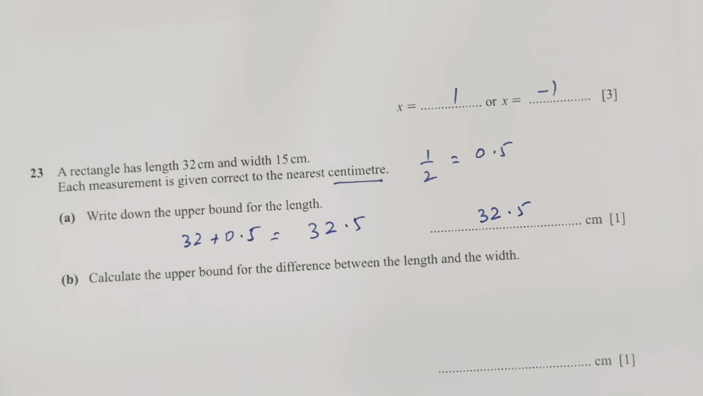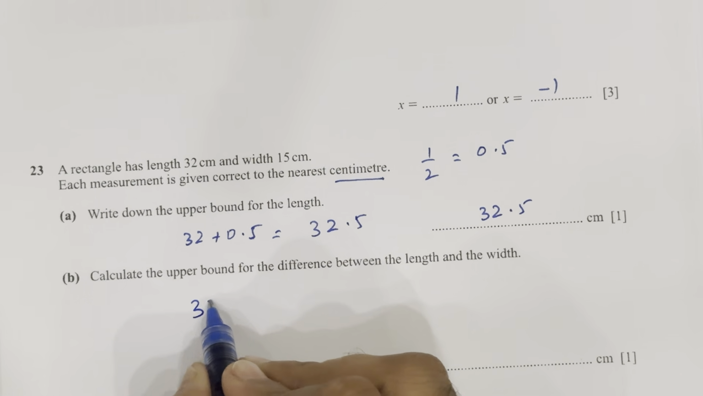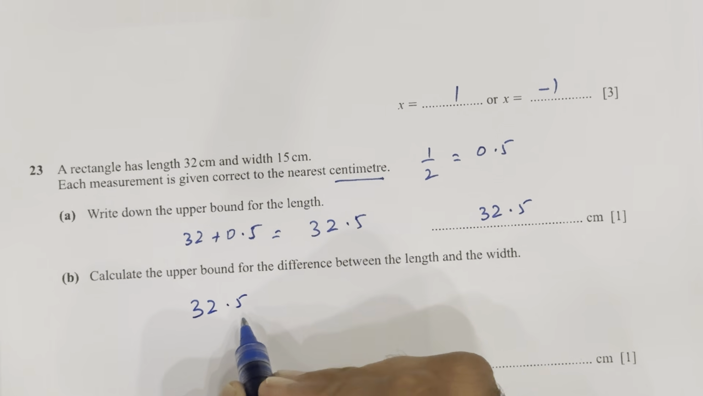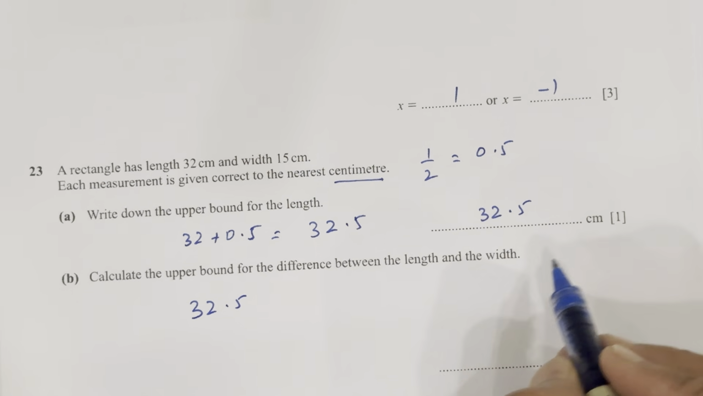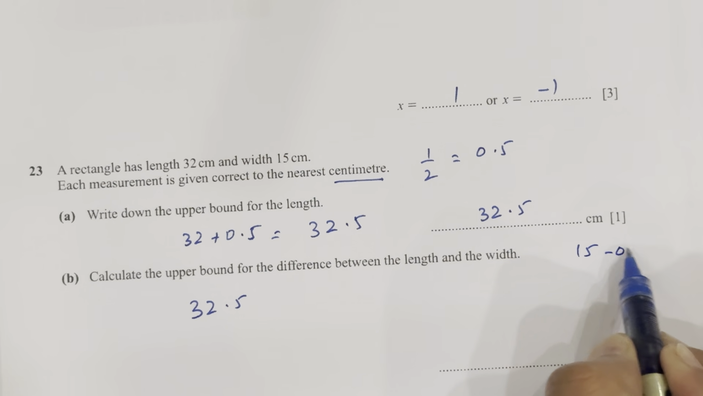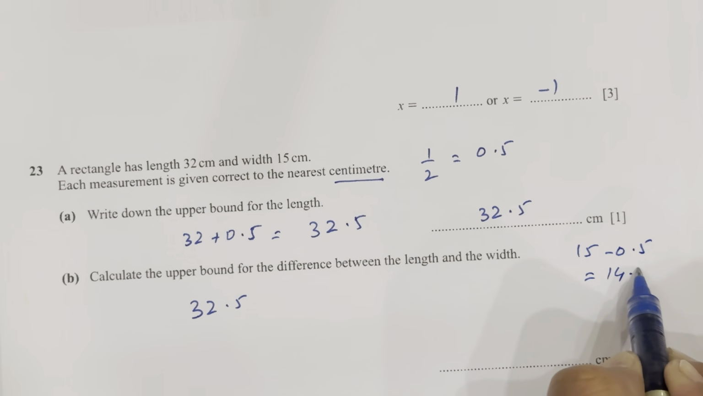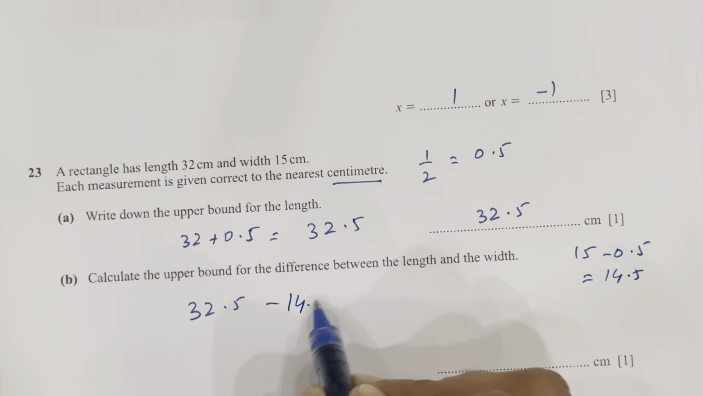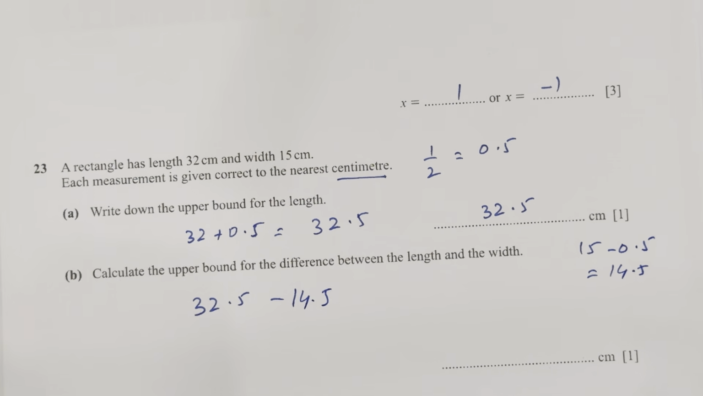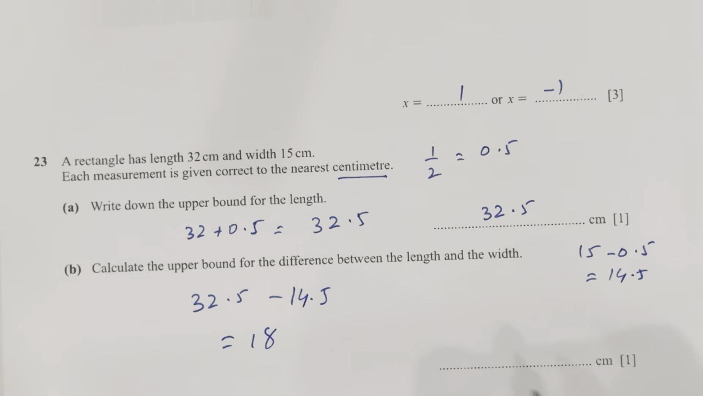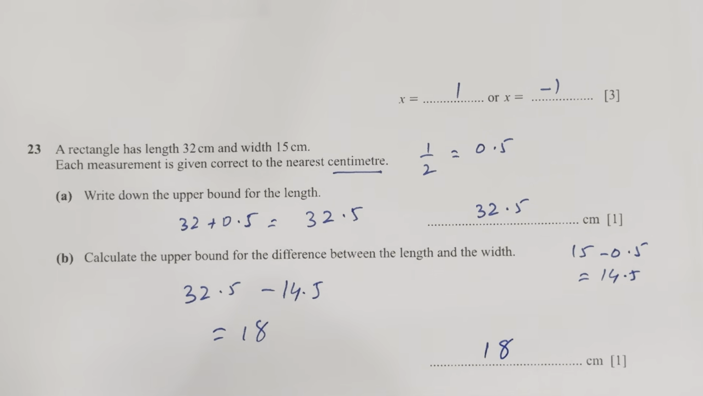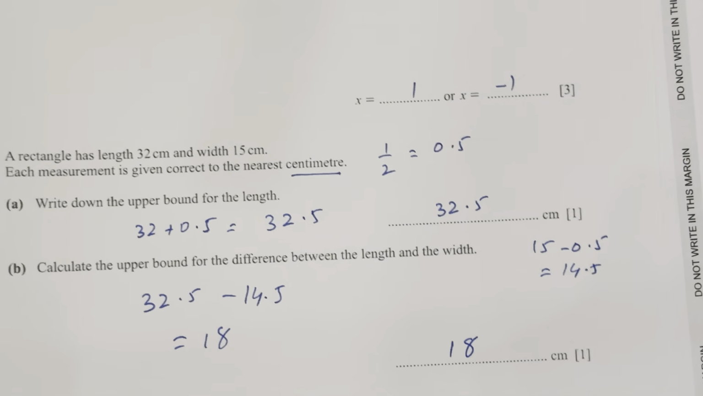Calculate the upper bound for the difference between the length and the width. So the upper bound of the length would be 32.5, and for the width we need to take the lower bound, and the lower bound of 15 minus 0.5 would be 14.5. After subtracting it, we get the answer that is equal to 18. So this was a simple 1 mark question.